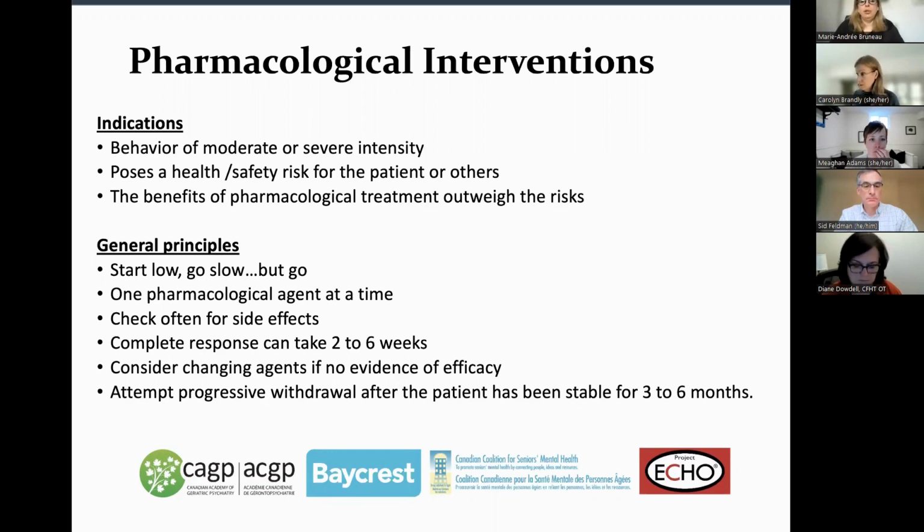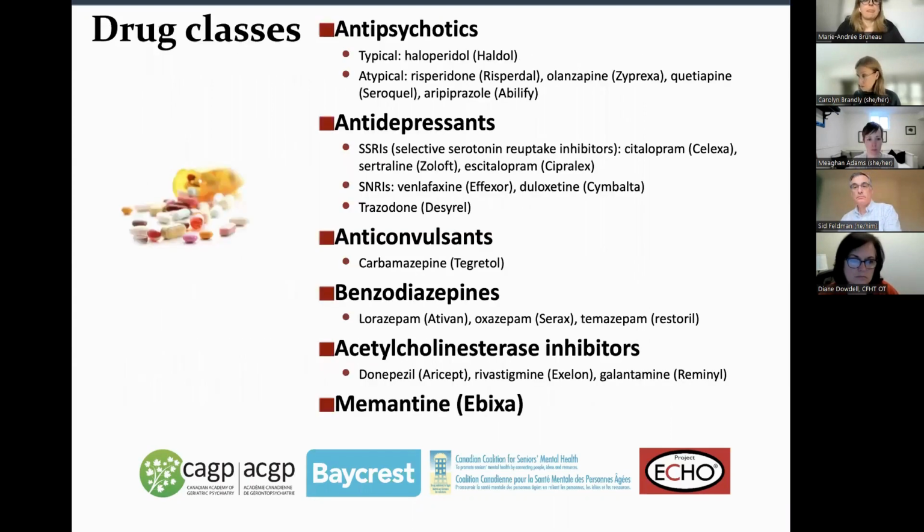One should use one pharmacological agent at a time and check often for side effects, and know that a complete response can take 2 to 6 weeks. And one needs to consider changing agents if there is no evidence of efficacy. Guidelines say that one should attempt to withdraw them progressively after the patient has been stable for 3 to 6 months. This is mostly for antipsychotic medication.